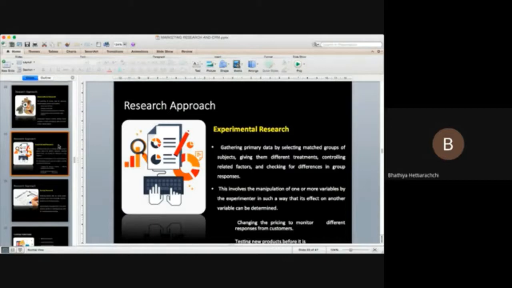Likewise, you can change these variables and do experiments in order to find out how the customers will behave towards those changes, and also whether you can carry out certain developments to the product, quality improvements, things like that, right? So that is experimental research.